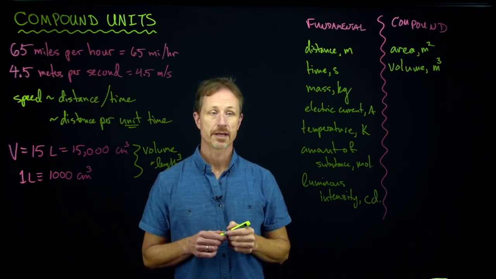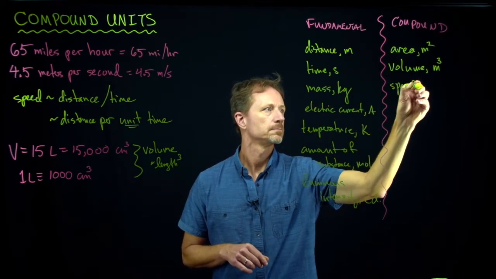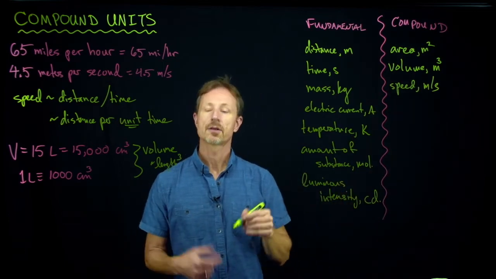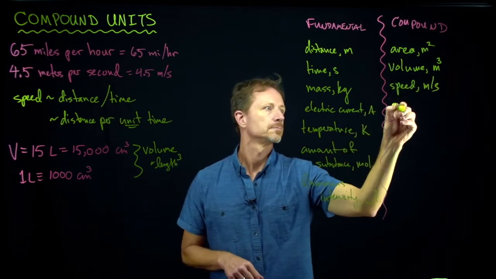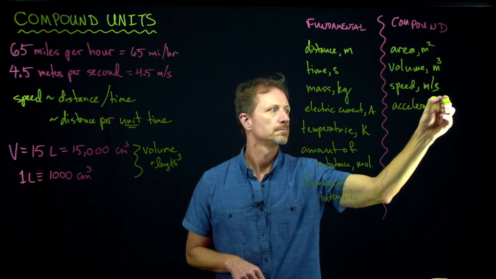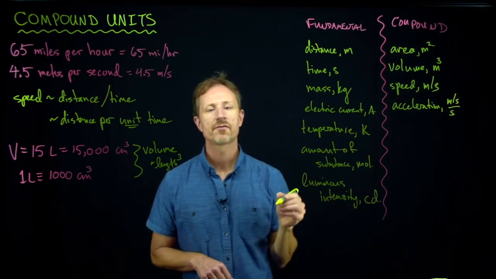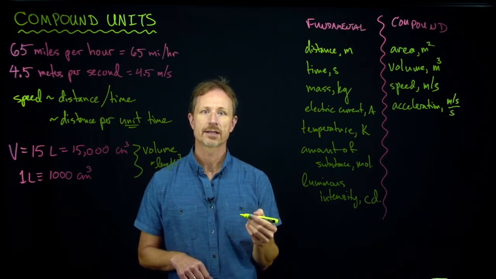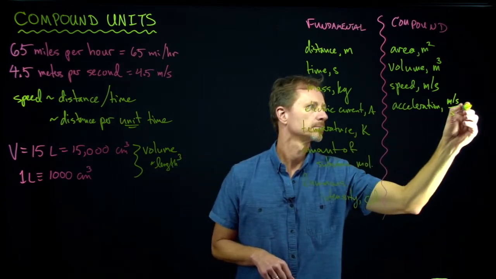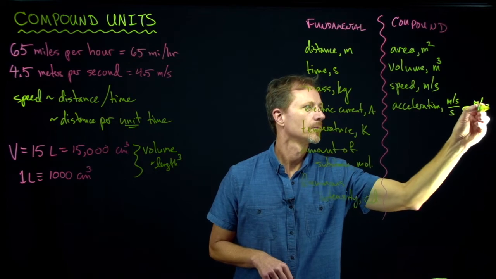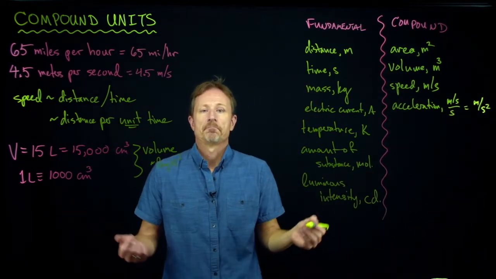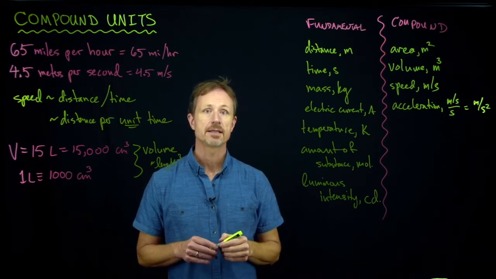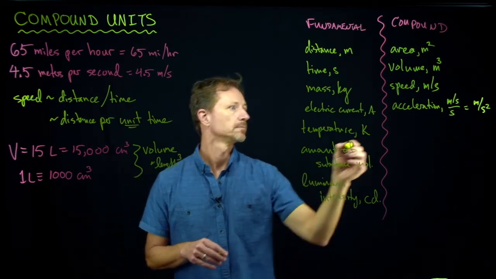speed in meters per second, acceleration in meters per second, which we often write in the more compact but harder to interpret form of meters per second squared. What the heck is a square second? I don't know. We also get density in kilograms per cubic meter.